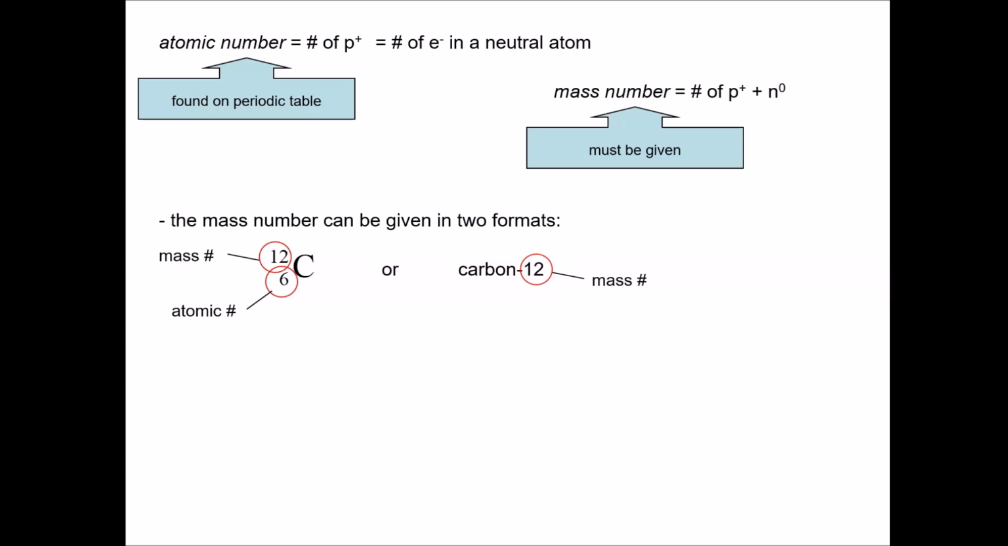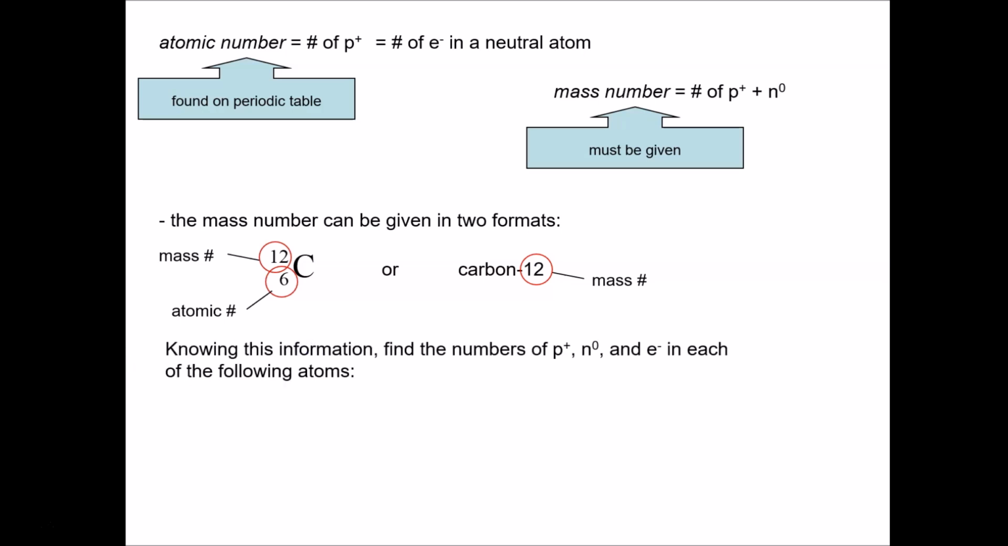All right? So when you are given an element, if neutrons are important for you to know, then they would have to give you the mass number along with it. All right? So let's do a little bit of practice here. If you're given a nuclear symbol, can't you figure out how many protons, how many neutrons, how many electrons there are? So let's do this first one.